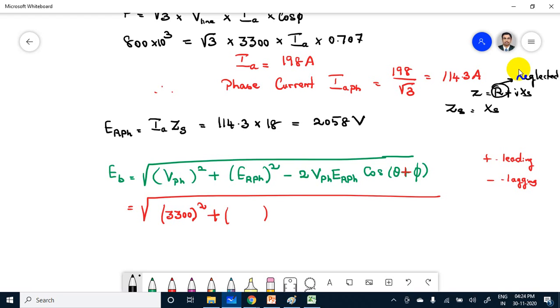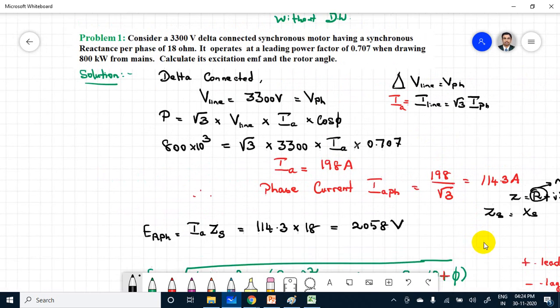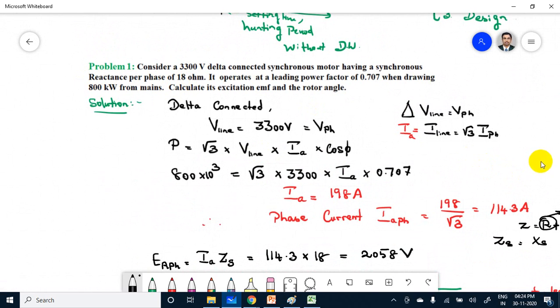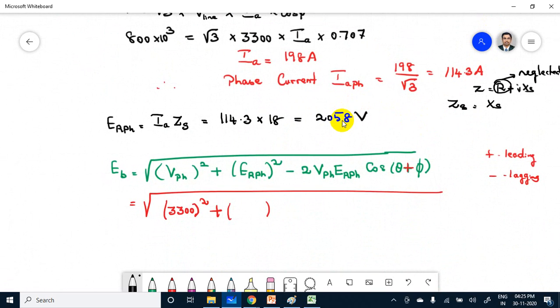XS is the synchronous reactance, which is already given in your question, 18 ohms. That value is substituted, and you get 2058. Now you substitute here: 2058 whole square, minus 2 into, put a common bracket, 2 into V phase 3300 into ER phase 2058 into cos theta.